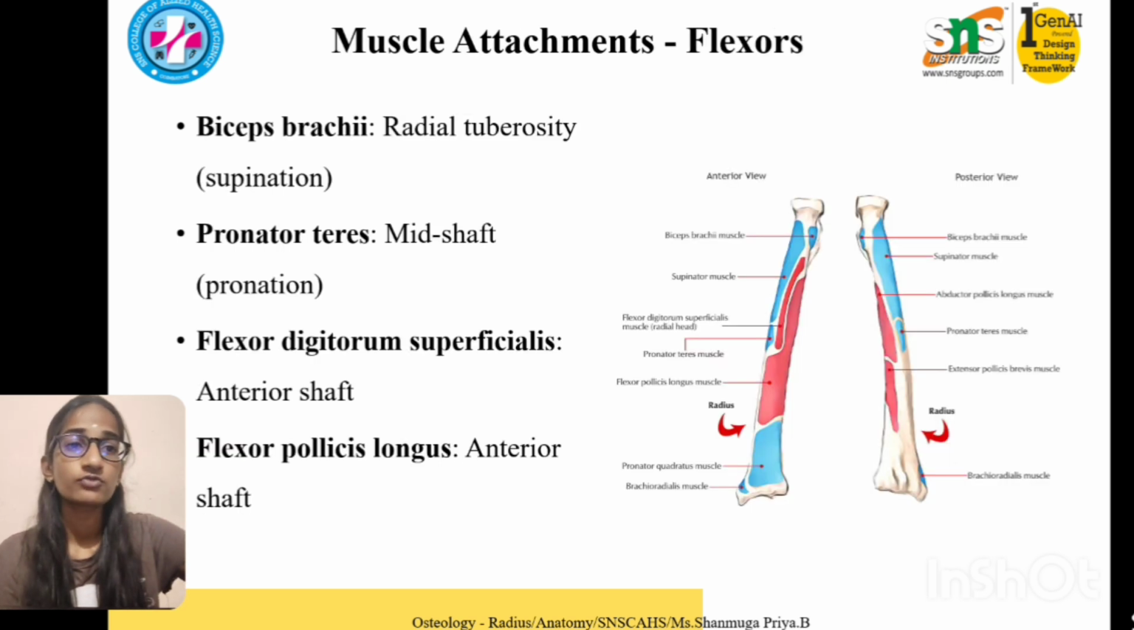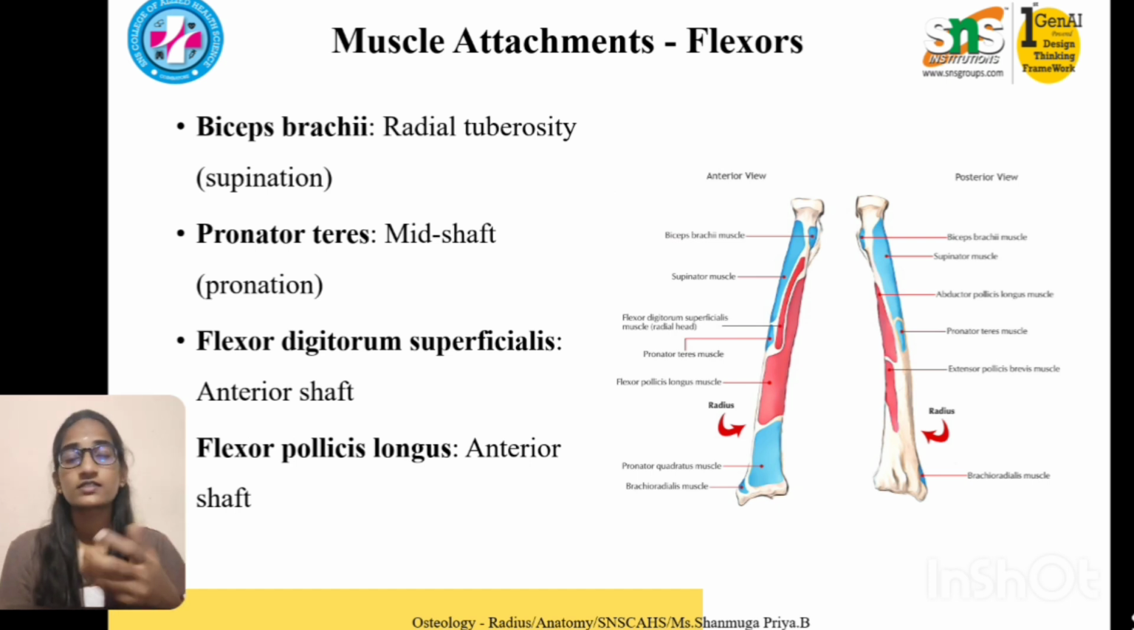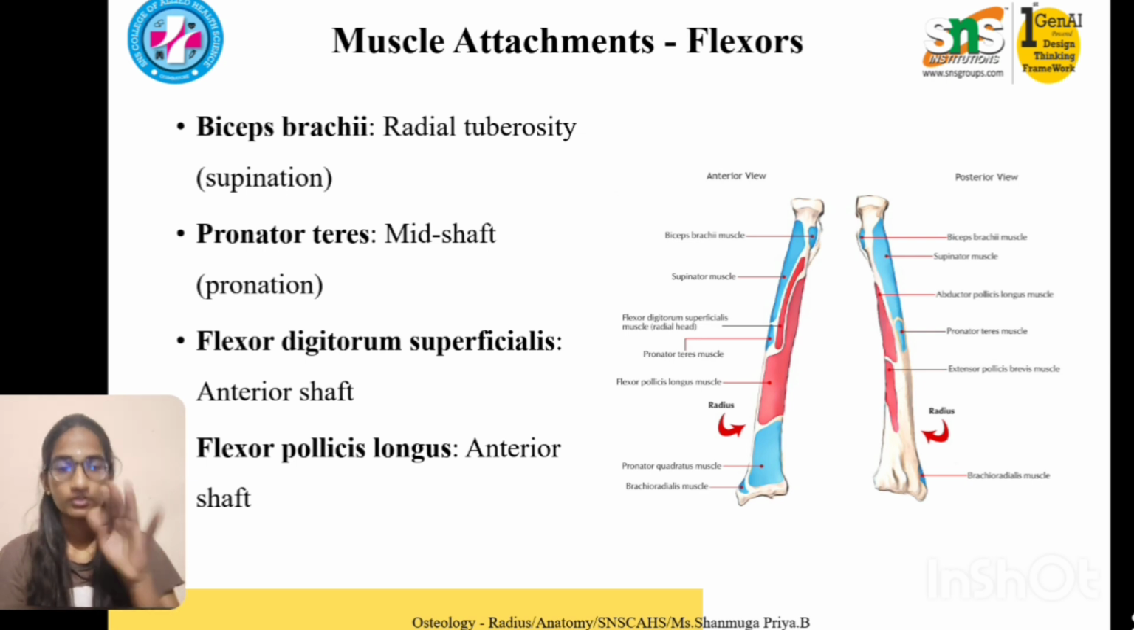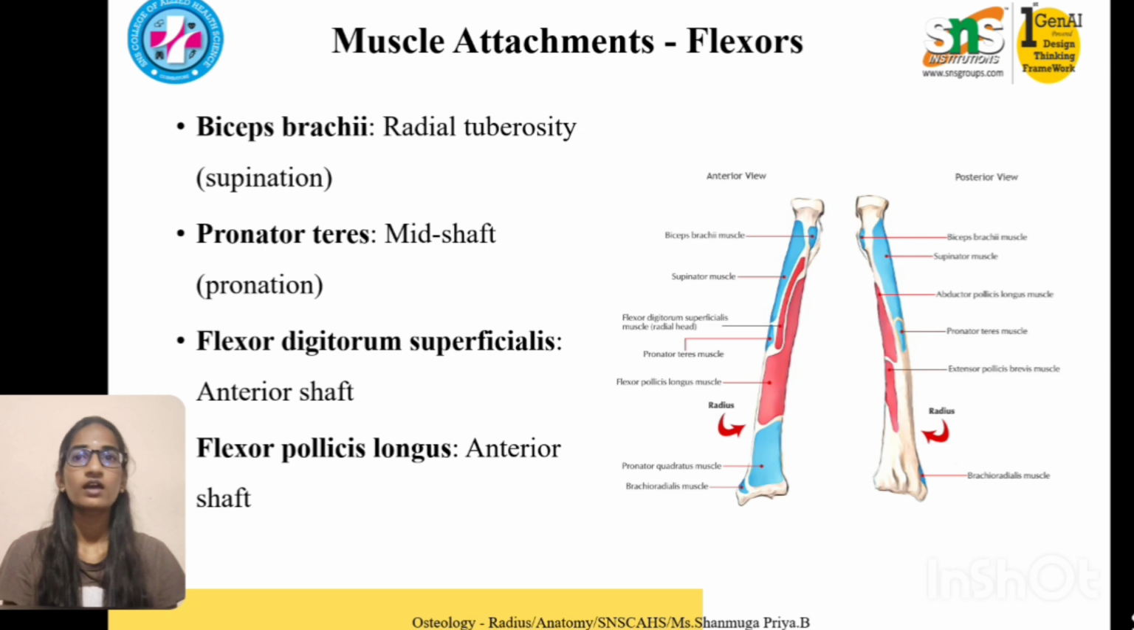And then moving to the muscle attachments, first the flexors. Let's talk about muscles on the flexor side, anterior. The biceps brachii is attached to the radial tuberosity for supination. Then comes the pronator teres at the mid shaft for pronation, turning the palm down. Then flexor digitorum superficialis on the anterior shaft, which flexes your fingers, and flexor pollicis longus also on the anterior shaft for thumb flexion. These muscles help with gripping and fine movements.